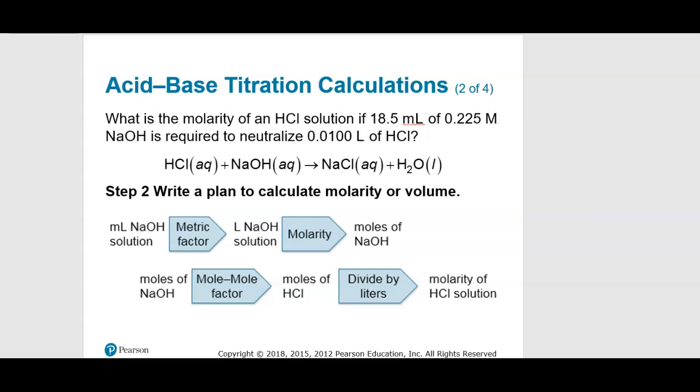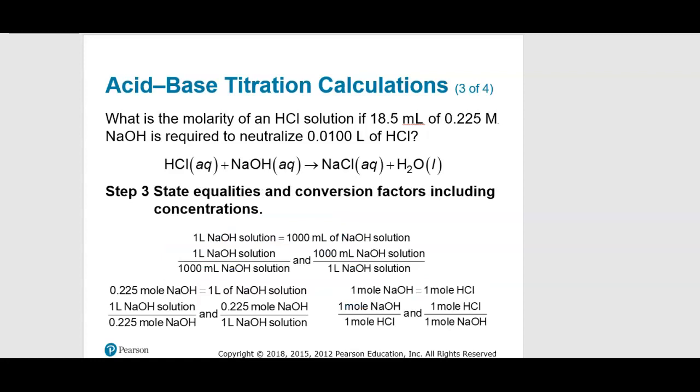So then we move on. There's the statement of the problem again, and you write the plan. You start with the milliliters of sodium hydroxide. You have to convert those to liters. Then you have to get to the moles of sodium hydroxide. Moles of sodium hydroxide are going to be the same as the moles of hydrochloric acid. You divide by liters, you get the molarity of the solution. Let's do it with the whiteboard, just so you see the process work.